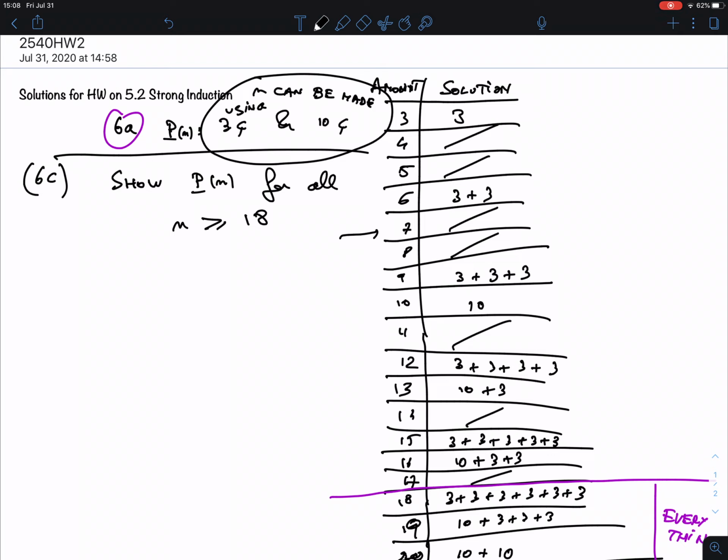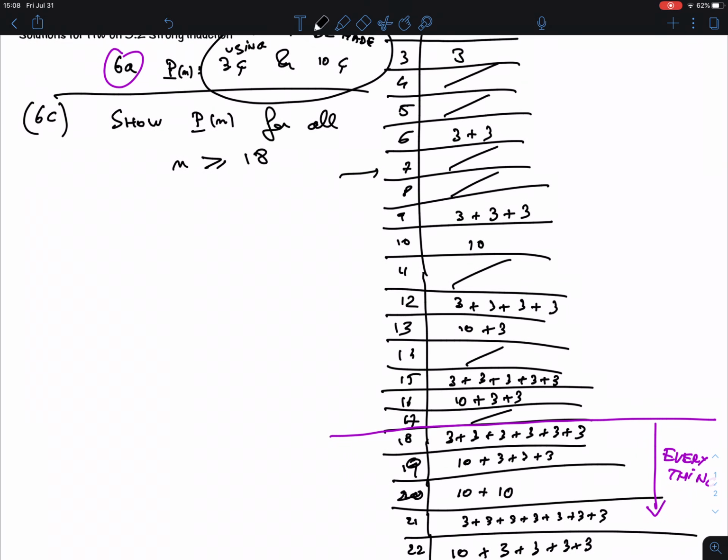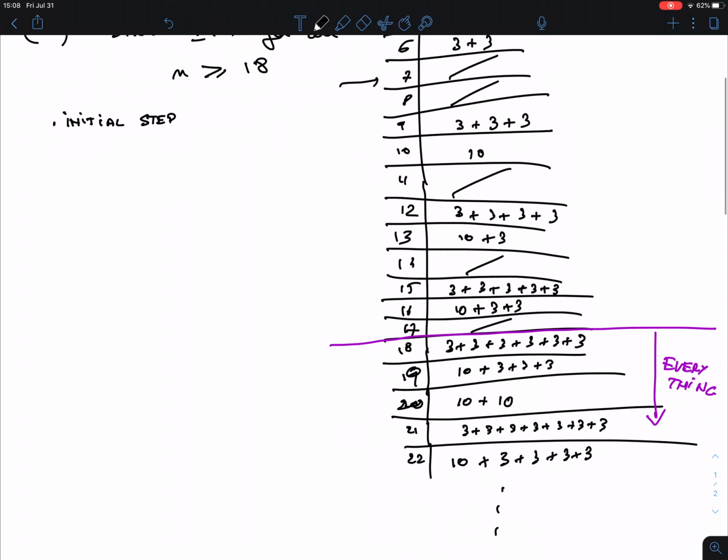Okay. Now, the trick, if you have done a couple of these, is that, remember, there are two things, right? There is the initial step, and that would be n equals 18, you will say, but you have to be a little bit more flexible here, and we'll come back to that, but let's go to the induction step first. What's the induction step? Let's write that up.